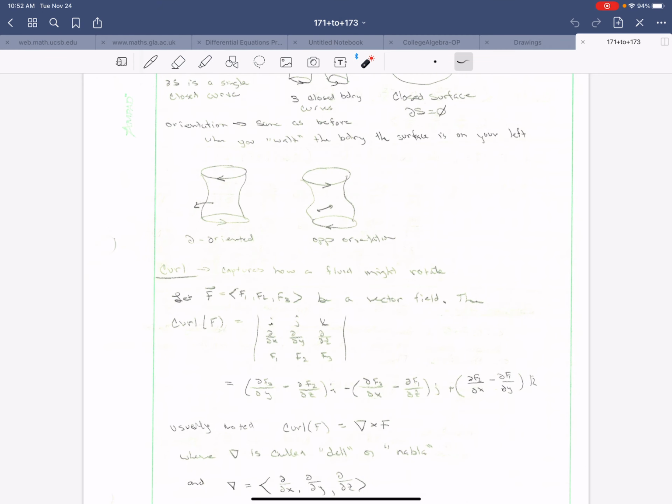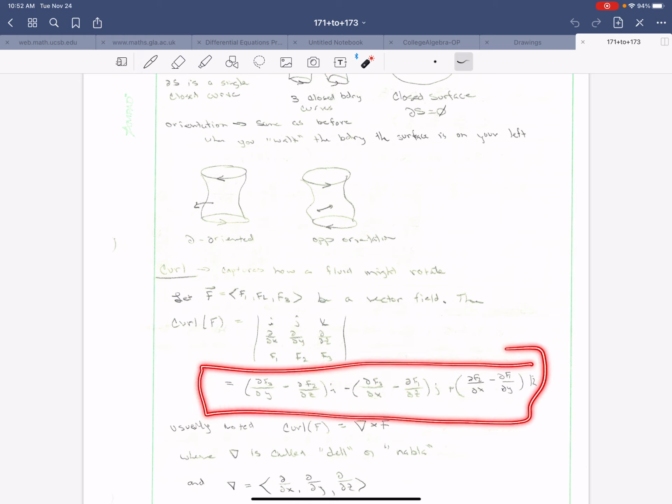So curl, here's what you need to know about curl. You take a vector field, so this is just a standard vector field right here, and then the curl of that field is a cross product. And so remember how we do a cross product? We put the i, j, and k up top, and then the partial derivatives, partial x, partial y, and partial z go in that second slot, and then we put the components of the vector field in the last slot. If you work out the curl and that cross product, this is what comes out.